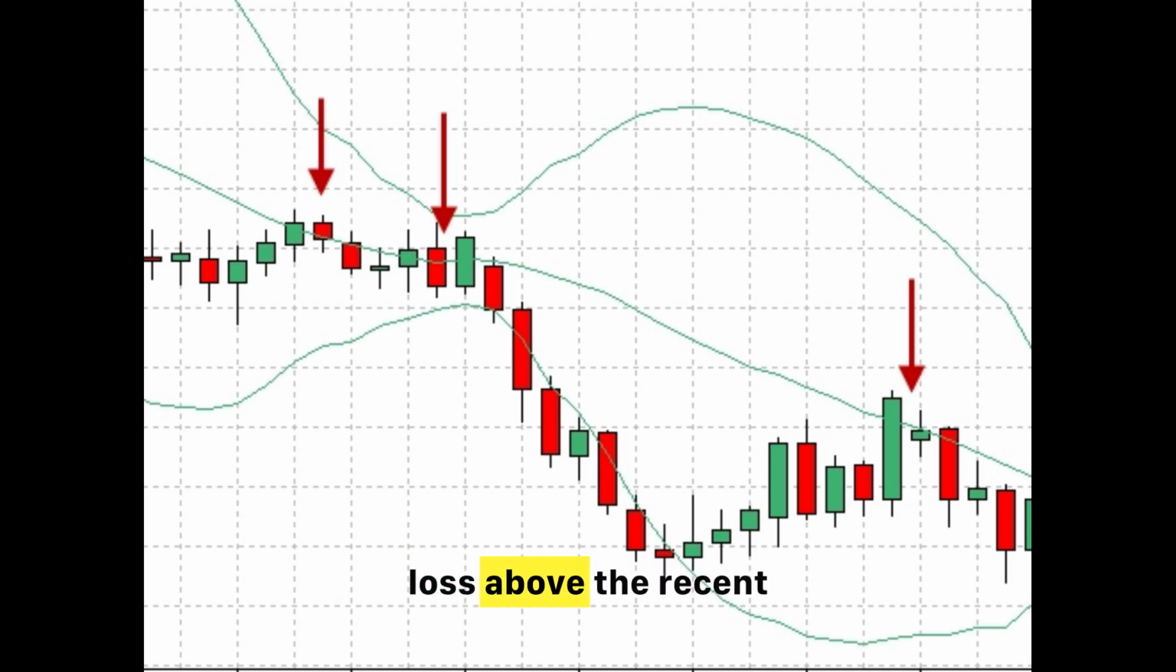Put your stop loss above the recent swing high or just beyond the upper band. Target the middle band, then the lower band for profits.